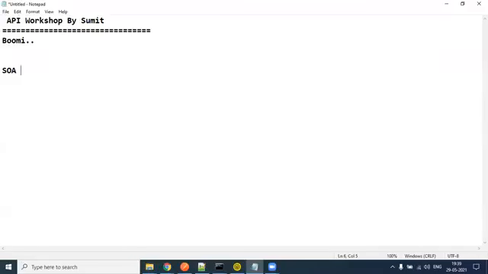Let me tell you, SOA is a very generic terminology. I think many of you might have heard of it. SOA stands for service oriented architecture. A lot of people assume that this is a technology, which is incorrect. As the name suggests, service oriented architecture means the core is around services. The orientation, or the baseline, of this architecture is around services.